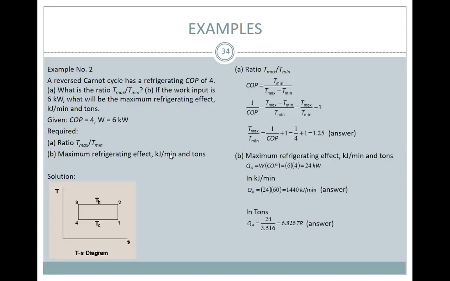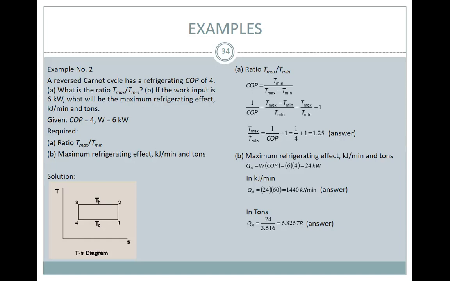Example number 2. A reverse Carnot cycle has a refrigerating coefficient, COP, of 4. A, what is the ratio T maximum divided by T minimum? B, if the work input is 6 kilowatts, what will be the maximum refrigerating effect in kilojoules per minute and in tons? So COP is equal to 4, W is 6 kilowatts. Required: A, the ratio T maximum over T minimum. B, the maximum refrigerating effect in kilojoules per minute and tons.